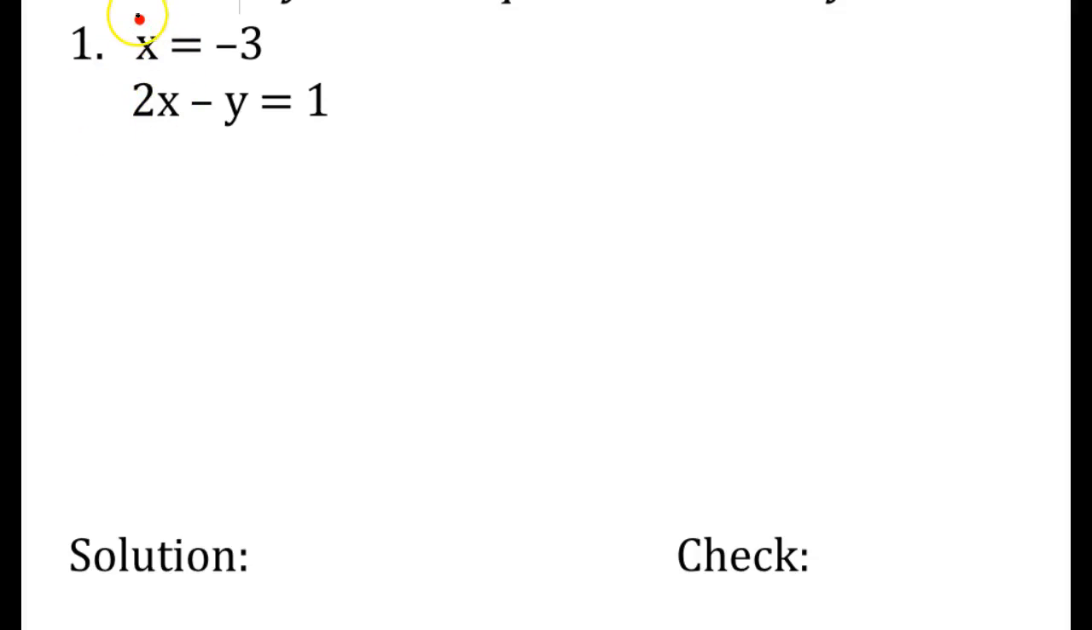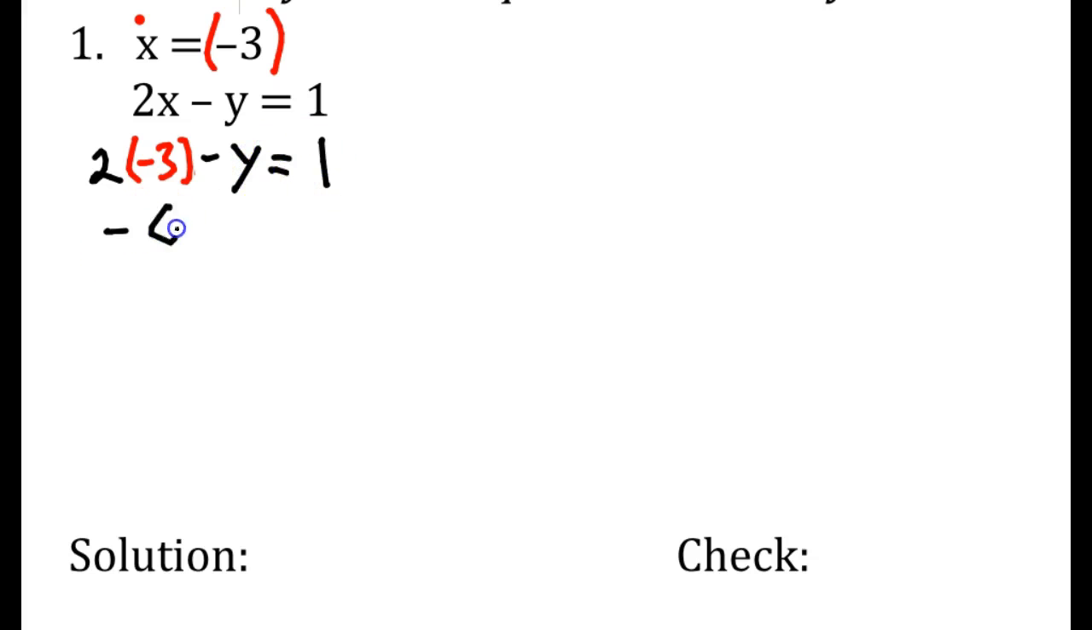Okay, I'm going to do a few up here. You can follow along if you need to. So I'm going to plug in -3 for x. So that just means I substitute x equals -3, but everything else stays the same. Once you plug in the number, you should not have an x anymore. You should have only one variable.